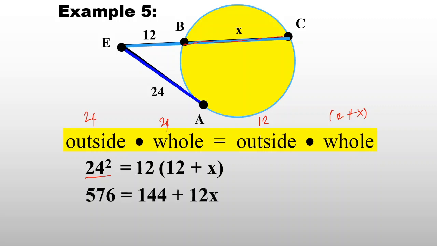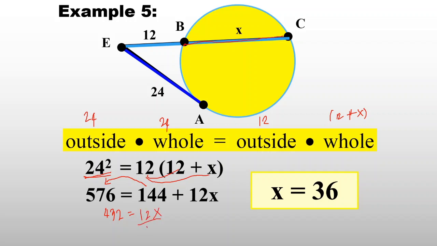Then simplify that one. So yan ay magiging 576 equals 144 plus 12x. Okay, kasi ito ay 24 squared, that is 576. 12 times 12 is 144. At 12 times x is 12x. Then i-minus mo siya dito, yung 144. I-subtract natin from 576. So 576 minus 144 is 432. Okay, so yan ay magiging 432 equals 12x. Divide by 12 both sides. So x is equal to 36. Okay, yung measure nito.